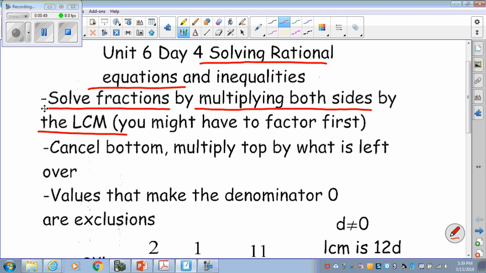And what happens then is that the denominators all go away. And then what you have left, you multiply the top by what's left, and then you just solve your equation. As always, you have to make sure the denominator cannot equal 0. Those are your exclusions. You cannot divide by 0.